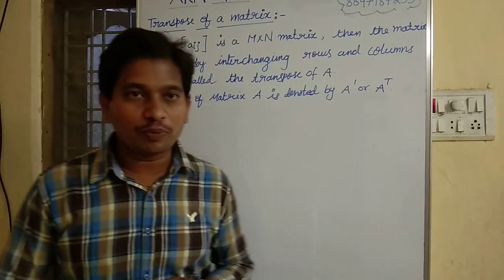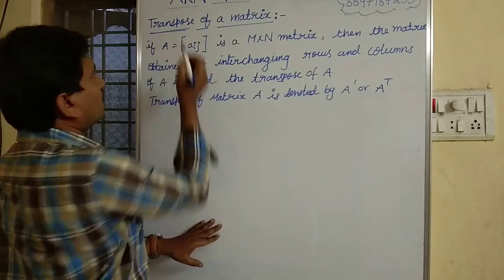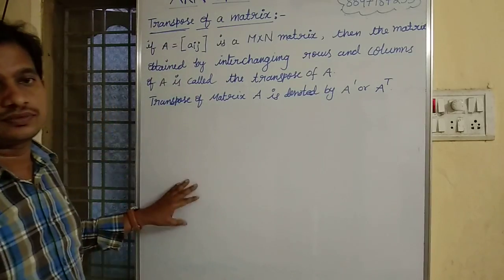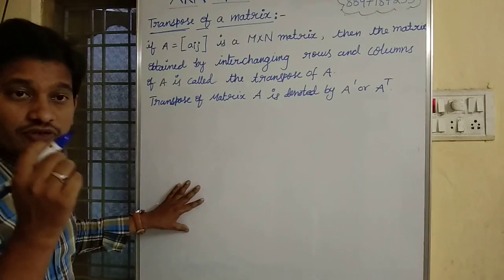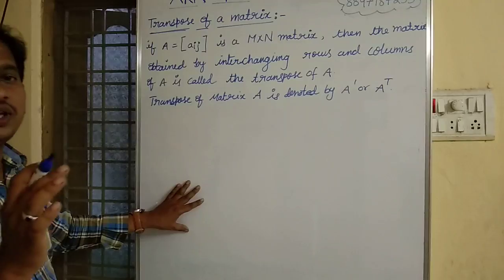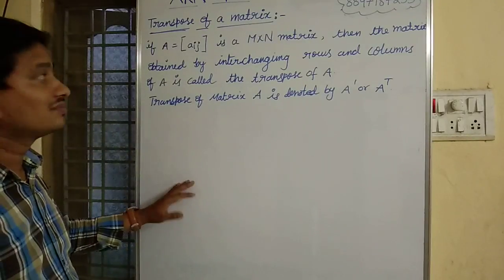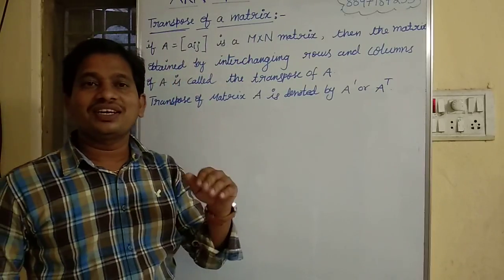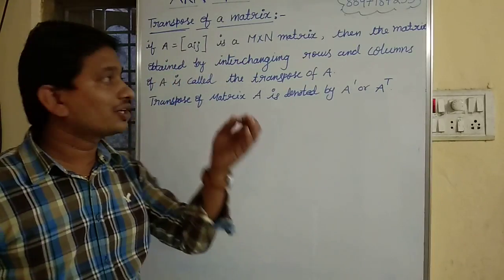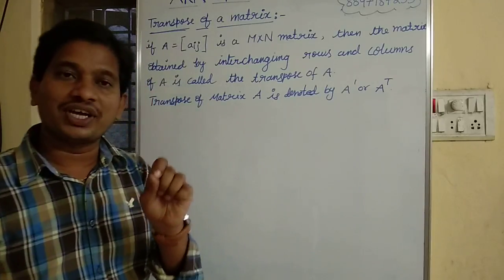And today's topic is about transpose of a matrix. What do you mean by transpose of a matrix? If A is a matrix, then the matrix obtained by interchanging rows and columns of A is called the transpose of A.